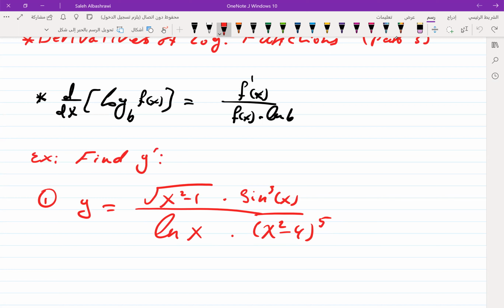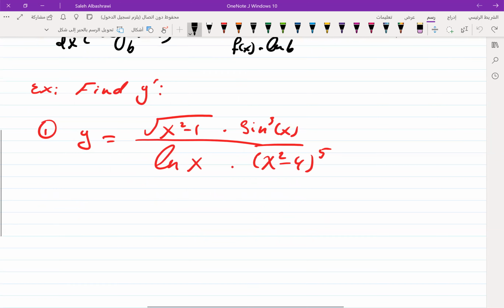We can apply the quotient and product and chain rule to find the derivative of this one, but it will be complicated a little bit. It will not be easy. So the easier way, or another way to find the derivative, is that we will take ln for both sides of this equation and simplify it, as we did in the last part. So let's take ln.